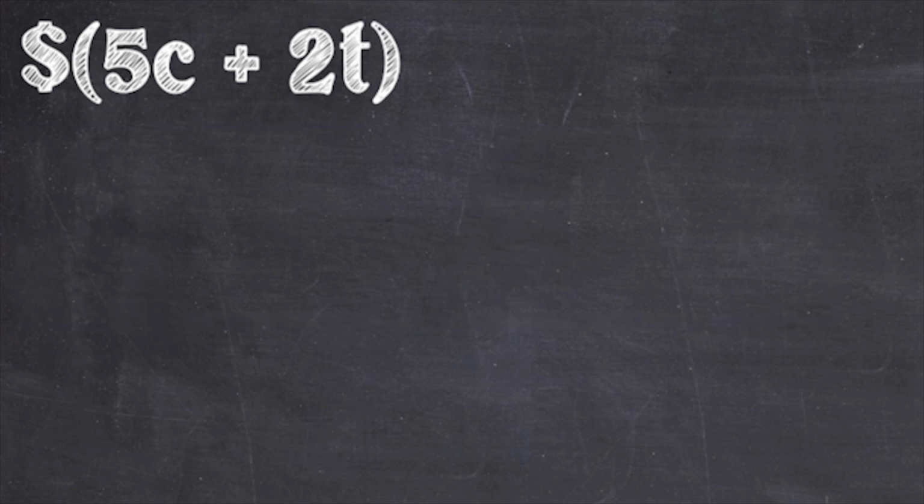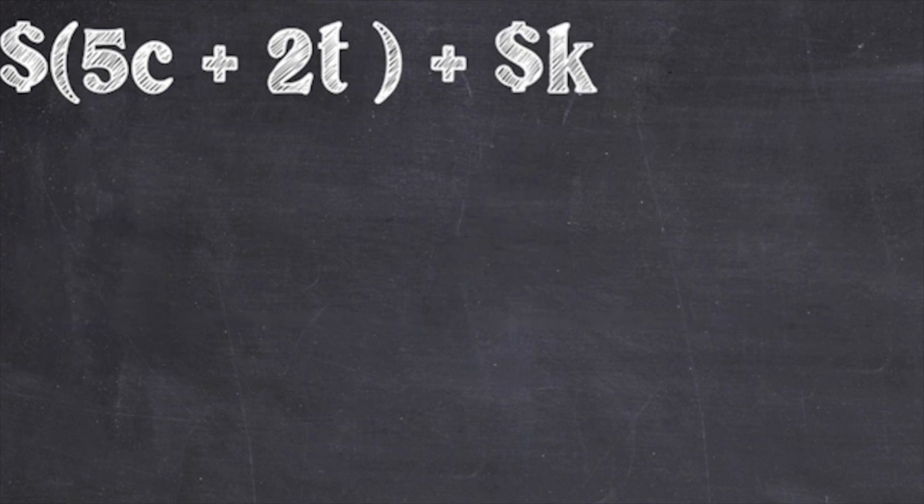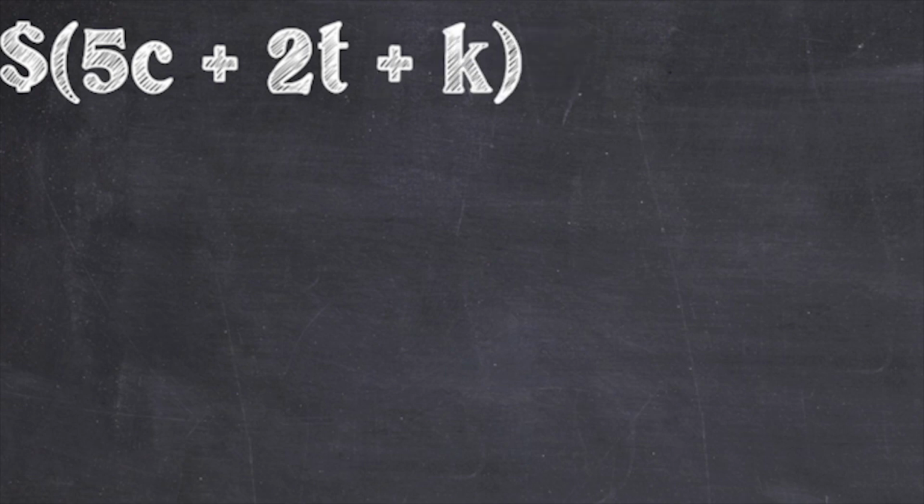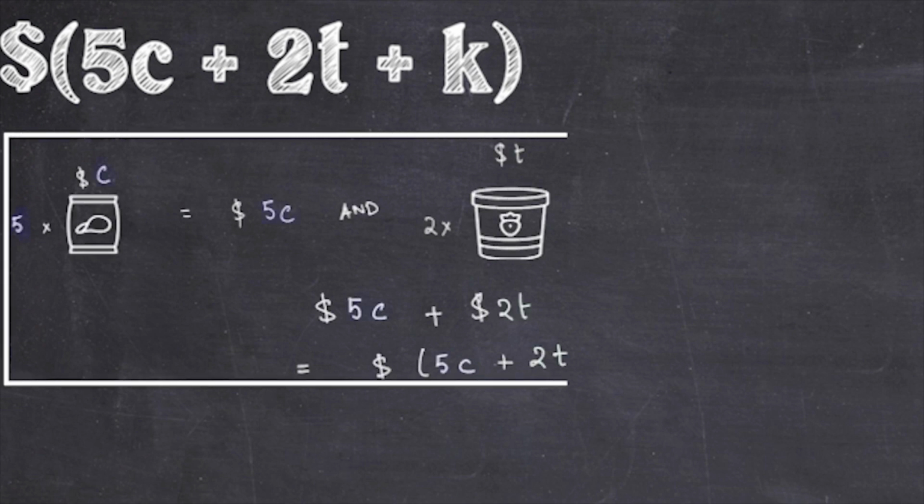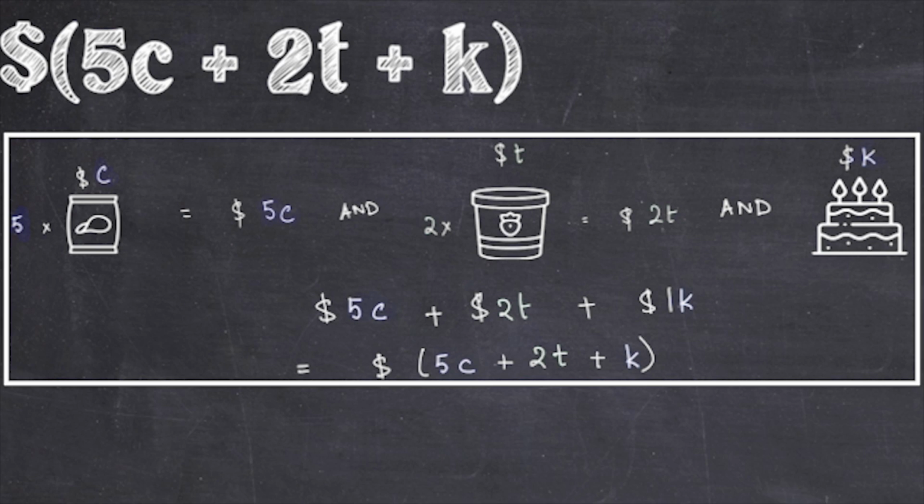Therefore, his total expenses would now be dollar parenthesis 5C plus 2T end parenthesis, and in addition, 1K dollar. We can combine these two expressions to get dollar parenthesis 5C plus 2T plus K end parenthesis. Can you see what we did here? We took a real-life situation and converted it into a mathematical expression. We are going to work with more such problems over the course of this video.